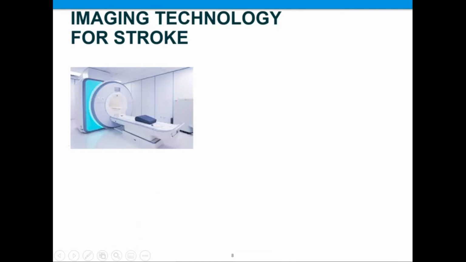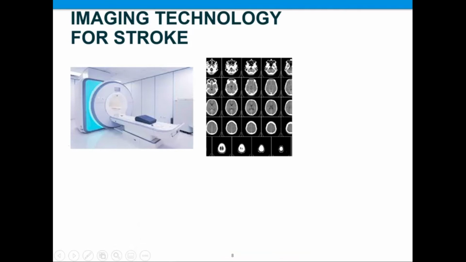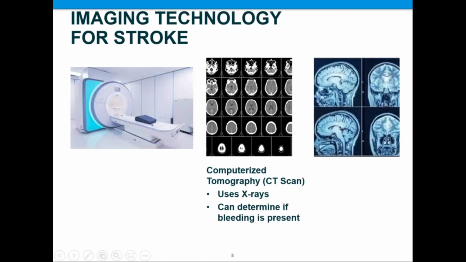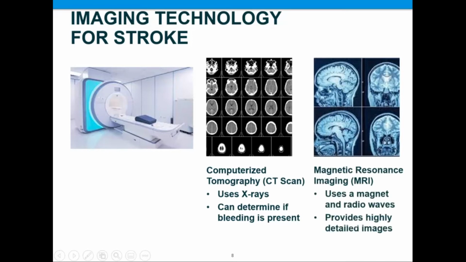Imaging technology is the best way to confirm the presence and type of stroke. A CT or CAT scan is one type of imaging. CT stands for computerized tomography. During a CT scan, rotating X-ray machines and computers reveal cross-sectional images of soft tissue and blood vessels in the head, making it useful for spotting signs of bleeding. Another type of imaging technology that you may have heard of is magnetic resonance imaging, or MRI, which uses a magnetic field and radio waves to provide a highly detailed image. These are just two of the many types of imaging that can help doctors to better understand stroke.